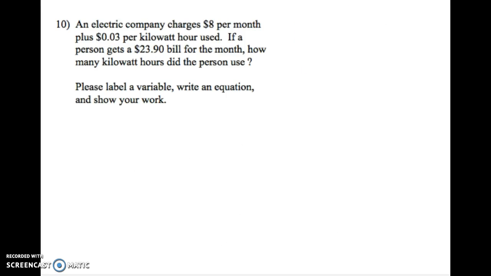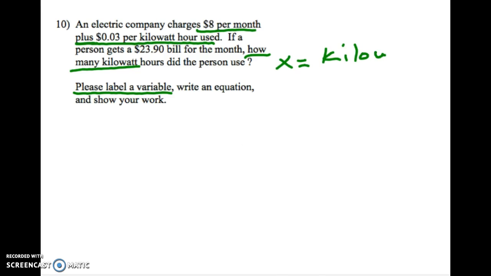Problem 10 deals with an electric bill. The company charges a flat $8 per month, and then they also charge an additional 3 cents per kilowatt hour used. Now, they want us to label a variable. Since we do not know how many kilowatt hours we're using, hence the "how many," let's label that as our variable. So if we use x again, x will be the kilowatt hours used.